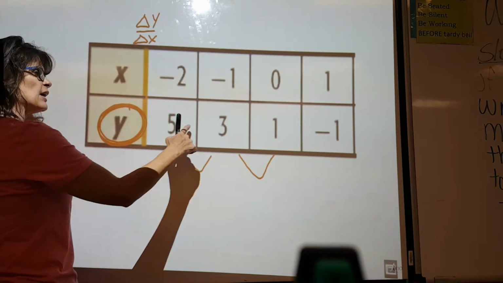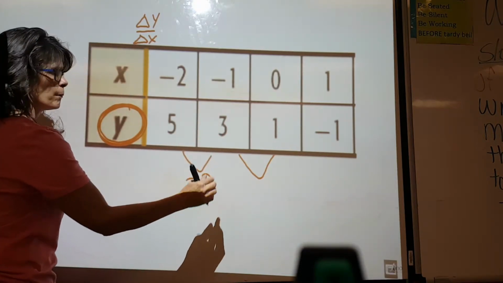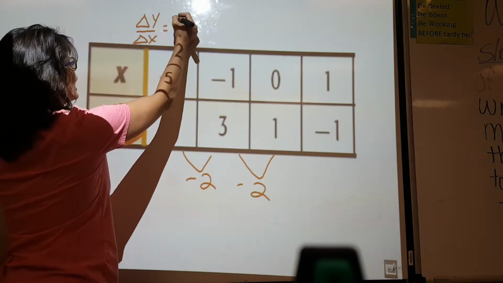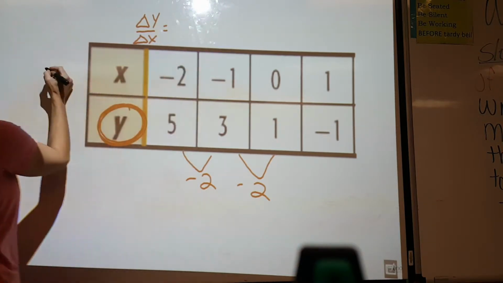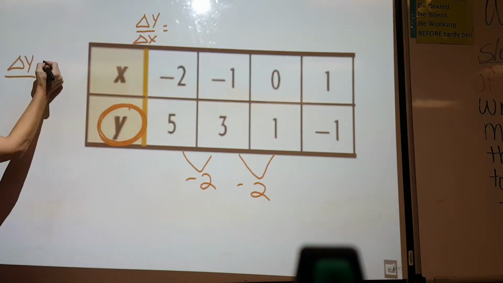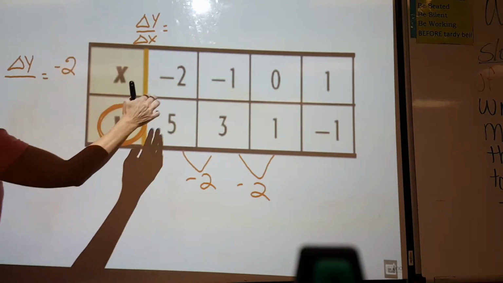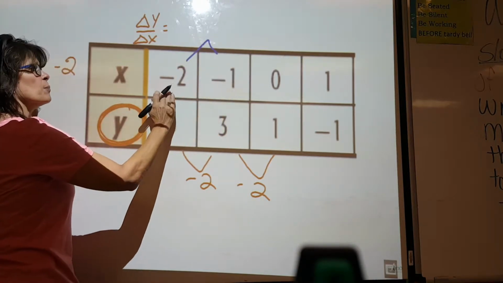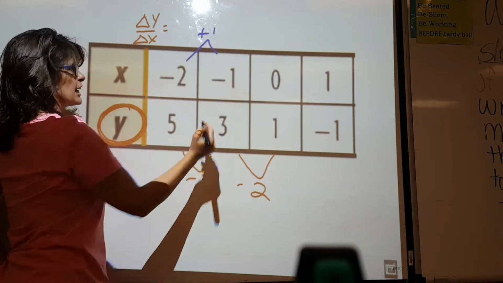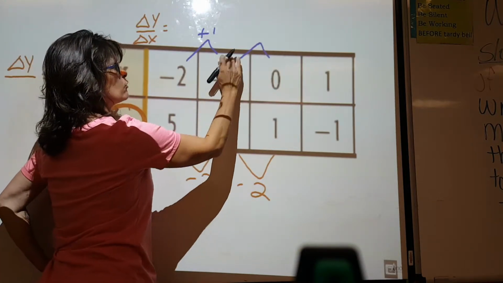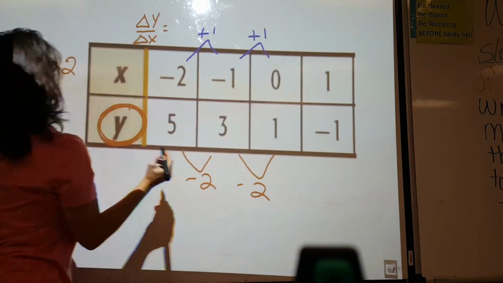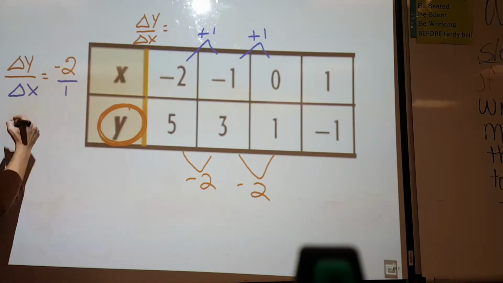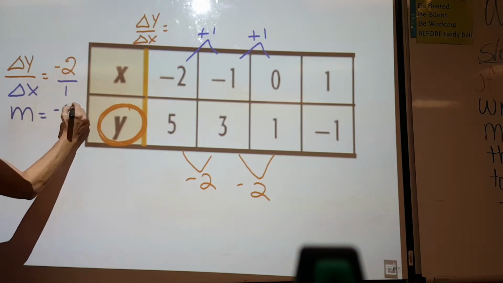So from 5 to 3 is subtracting 2. From 3 to 1 is also subtracting 2. So my change in y, probably shouldn't write this there, right over here. My change in y is going to be -2. So now I'm going to have my change in x. My change in x from -2 to -1 is adding 1. From -1 to 0 is adding 1. So my change in x is adding 1, which means that my slope is -2.